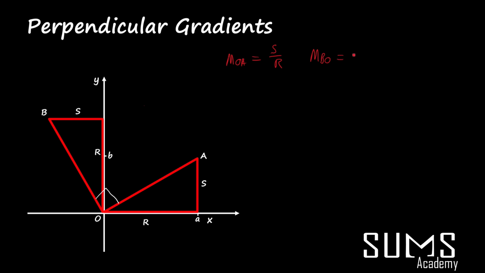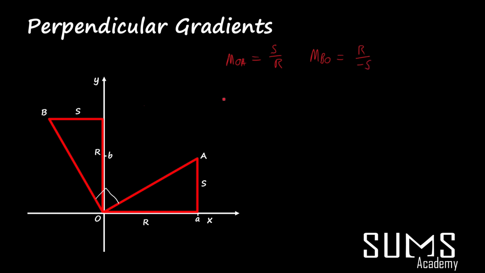M_BO is equal to, now because this has been rotated backward, this is now a negative sign, so it's now negative S. No, my apologies. Because now the S is the x component and the R is the y component, so it's R over negative S.